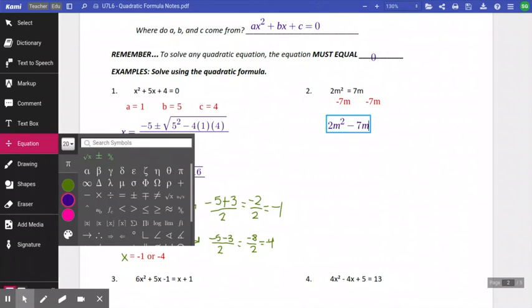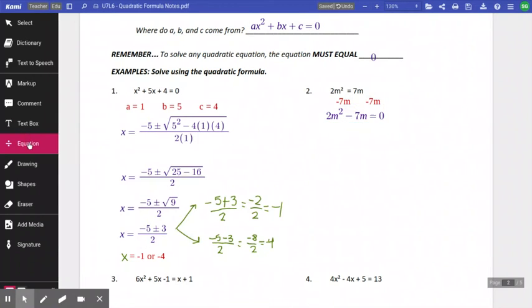Now, on the other side of our equation, I've got 7m minus 7m. That equals 0. It cancels out. And so I'm just going to say equals 0. Just like that, now I've got this equation in our quadratic form. Now it's looking like this up here. Once we've done that, you remember what comes next?